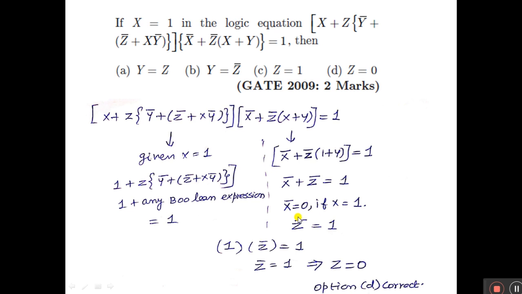If x equal to 1, x bar is 0. If it is 0, now z bar must equal 1. So this total part, z bar multiplied, is equal to 1. So z bar equal to 1, now z equal to 0. So from the given options, option D is the correct one. Very simple question.